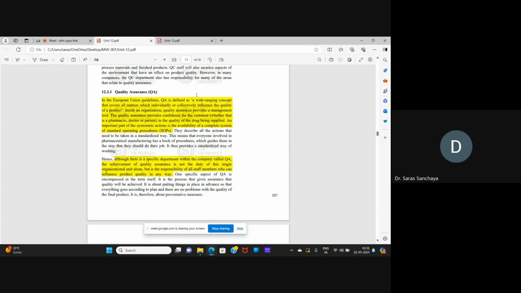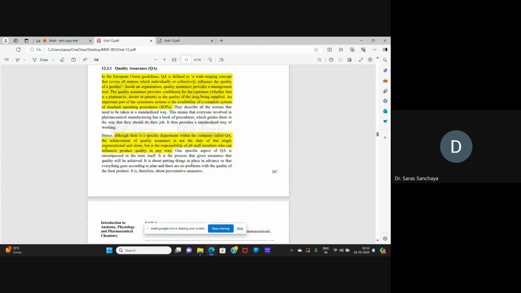Inside an organization, quality assurance provides a management tool. Quality assurance provides confidence for the customer, whether that is a pharmacist, doctor, or patient, in the quality of the drug being supplied. An important part of systematic actions is the availability of a complete system of standard operating procedures. Hence, although there is a specific department within the company called quality assurance, the achievement of quality assurance is not the duty of this single organizational unit alone, but is the responsibility of all staff members who can influence product quality in any way. So it is a responsibility of all the stakeholders regarding the quality control and quality assurance of the drug.